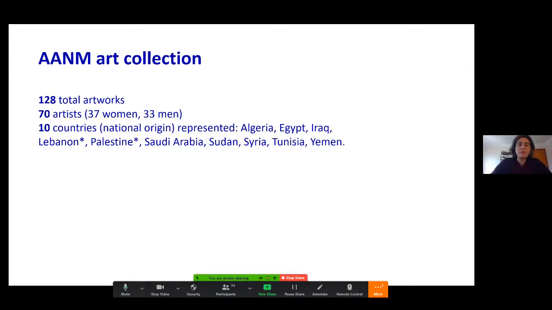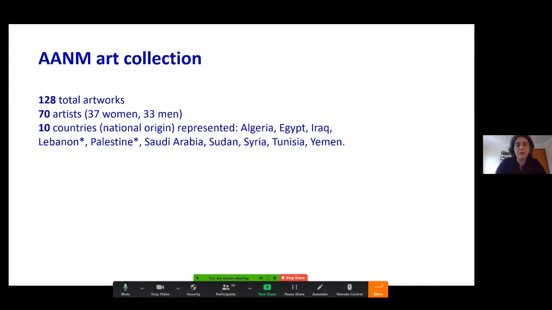And we talk about national origin. We make a point of understanding what the national origin of these artists is, even if they are Arab American, because we really want to be representational and representative of the diversity and the richness of this Arab American community. So to be considered an Arab American, to some degree, you have to have national origin in one of the 22 Arab countries. So we've been able to collect work by artists who come from 10 of those 22.